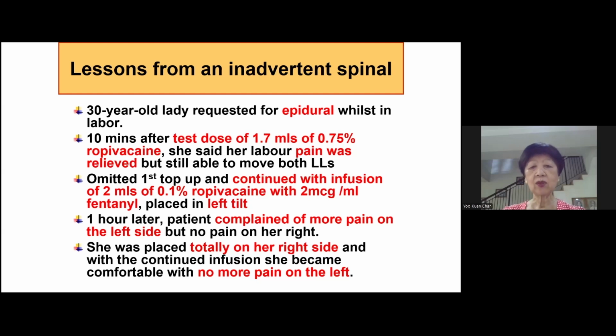So what I did was I placed her totally on her right side now. And of course, the drugs will now float upwards to the left side, and she had no more pain on the left side. In the end, she also delivered by cesarean section using the dosage I would give via intrathecal, a very much reduced dosage, and not treating it like an epidural.